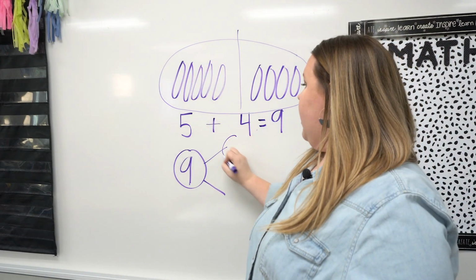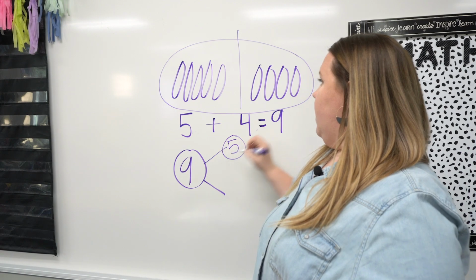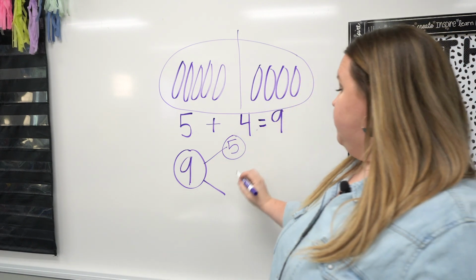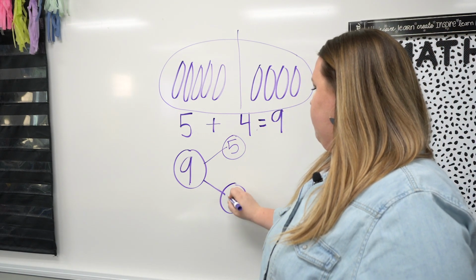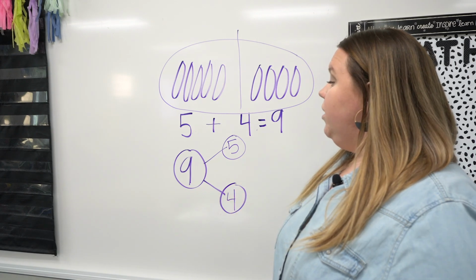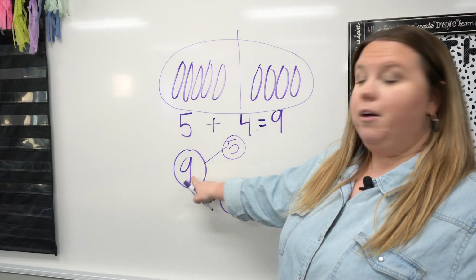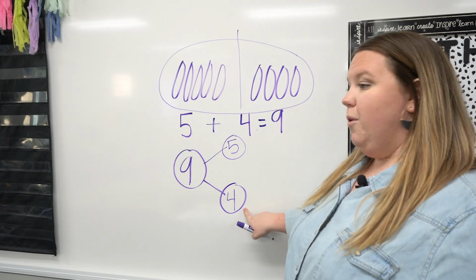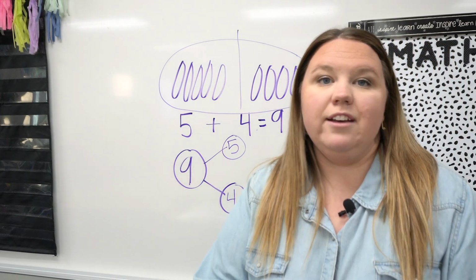Gino's part is 5 and Bella's part is 4. So we know that 9 is made up of 5 and 4. We'll keep learning this as we continue.